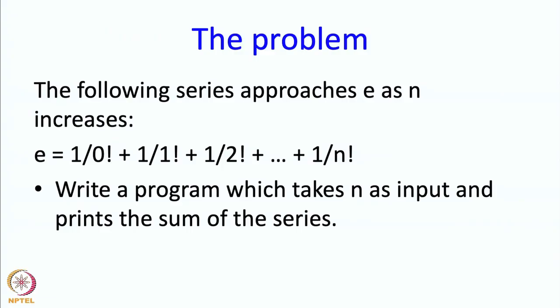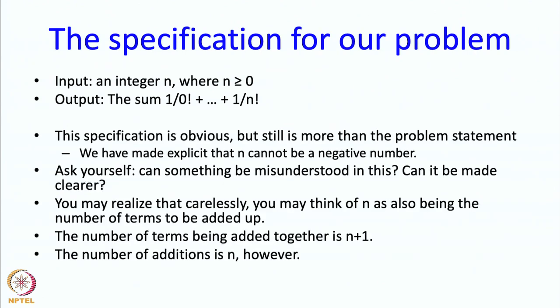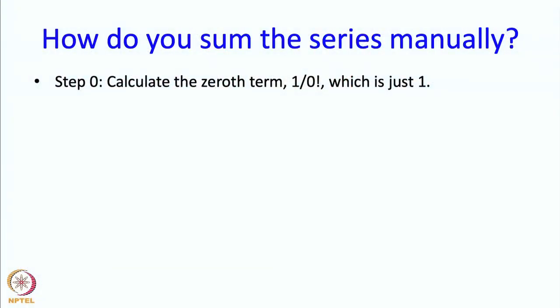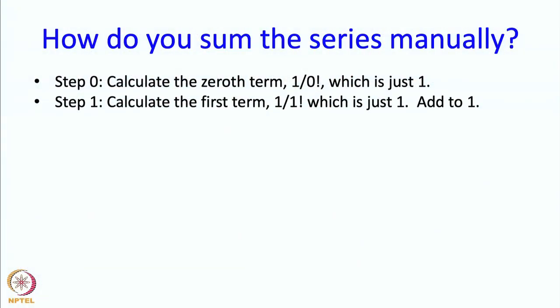This was the series: 1 over 0 factorial plus 1 over 1 factorial plus 1 over 2 factorial, all the way till 1 over n factorial. Okay, so you might say, look, this is fairly straightforward. In step 0, you may calculate the 0th term, or 1 over 0 factorial, and that is just 1. In step 1, you calculate the first term, 1 over 1 factorial, which is also 1, and you add that to the preceding sum that you had.